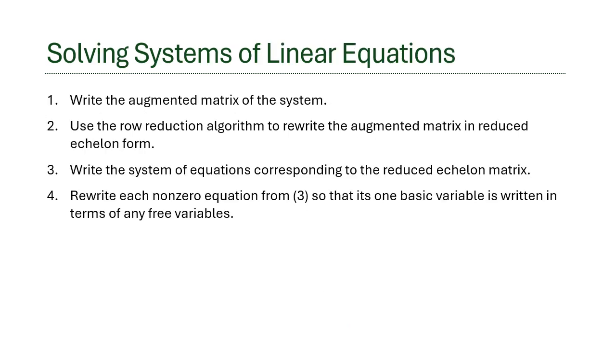So here is our actual method for solving systems of linear equations. First, write the augmented matrix of the system. Convert the system to a matrix. Second, use the row reduction algorithm to rewrite that augmented matrix in its reduced echelon form. Step 3, go backwards. Take that reduced echelon matrix and convert it back to a system of equations. Finally, rewrite each non-zero equation from step 3 so that its one basic variable is written in terms of any free variables. Let's look at some examples.